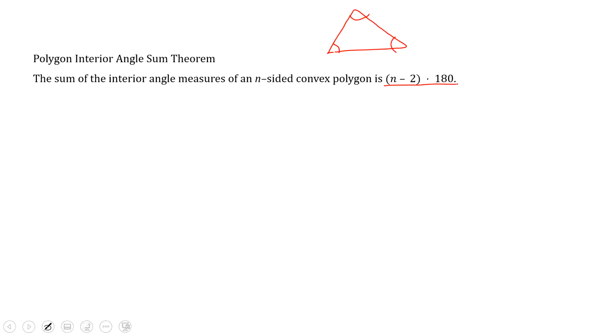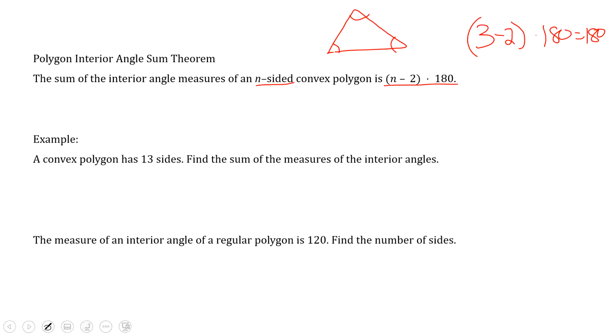We know triangles are 3, so n is the number of sides our polygon has. A triangle has 3 sides, so if we plug 3 in for n, we get 3 minus 2 times 180, which tells us the measurements of the angles of a triangle all add up to 180 degrees. So we can build on that for any size shape they tell us.